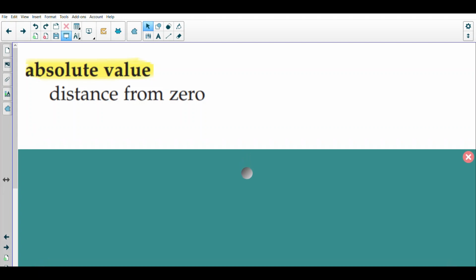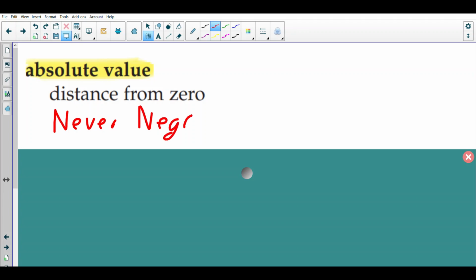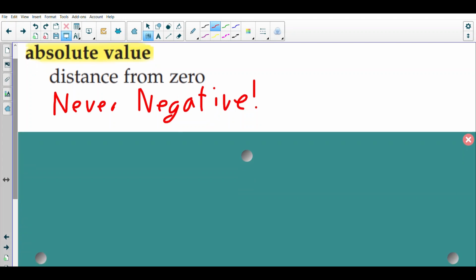Also, remember, it's the distance from zero, and one of the main things we have to remember is it is never negative. Essentially it's always positive or zero. It can be zero. It can have no distance, but it can never be negative. You can't have a negative distance. So we have to keep that in mind because that can help us in the future, and you'll see here soon.